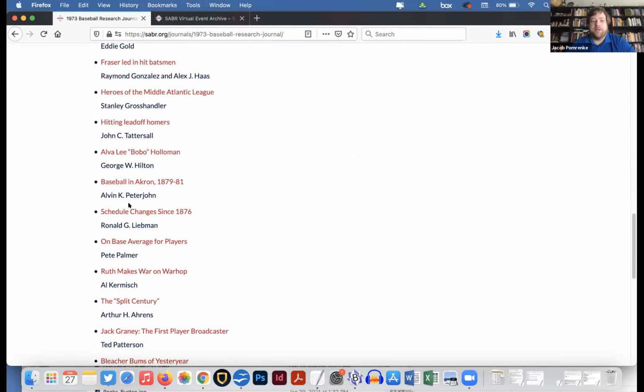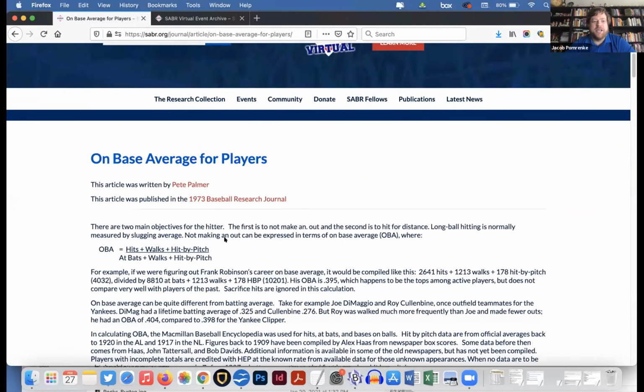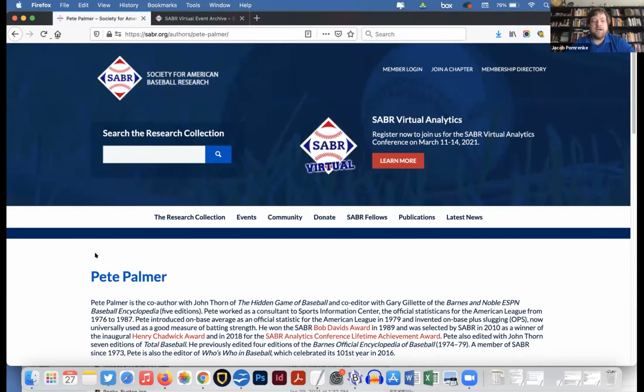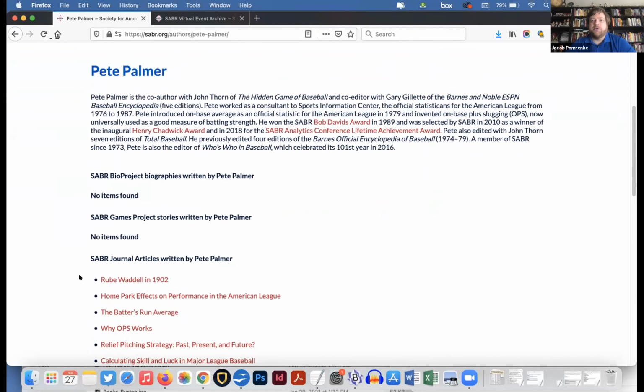And so it's really cool to be able to go through and read somebody like Pete Palmer writing in 1973. Pete's still around. Pete's still doing sabermetric research today. In 1973, he was writing about on-base percentage, a stat that barely anyone had ever heard of at that point. So this was a really groundbreaking article, and he continued to do a lot of great research over the years. And one of the cool things I'll show you here on the SABR website, we've got author pages for everybody whose articles are on the site.